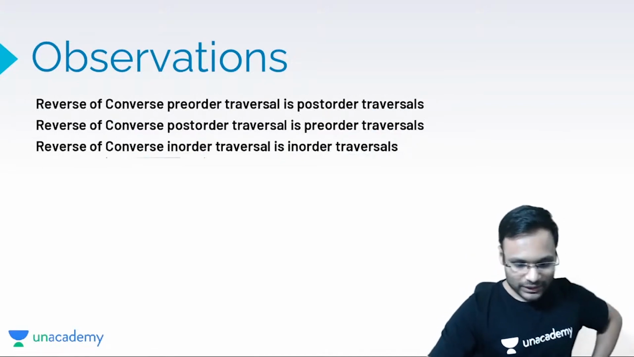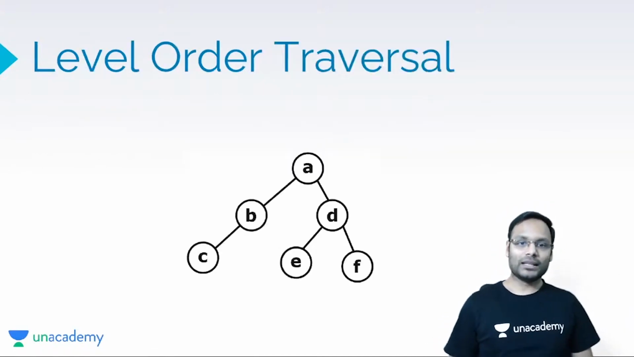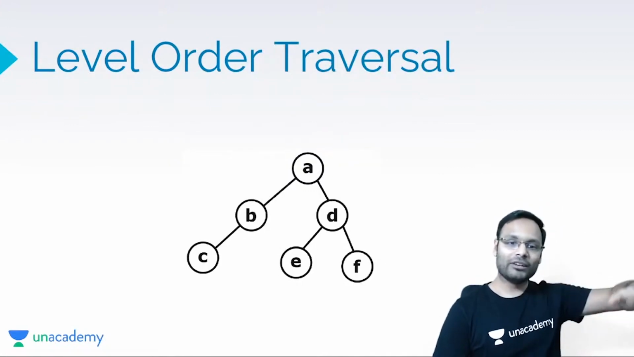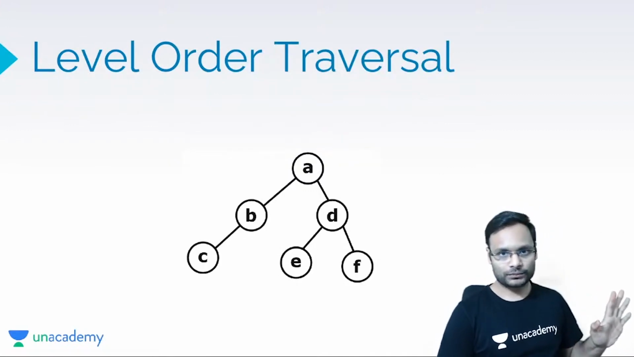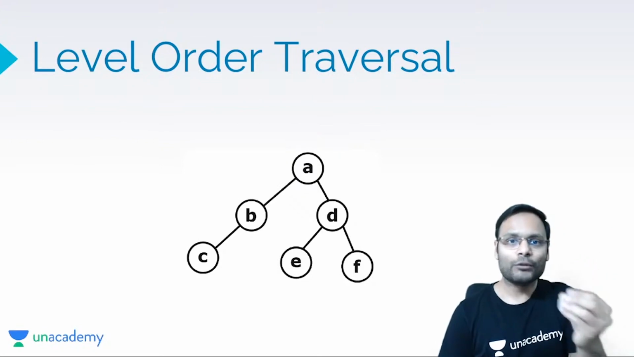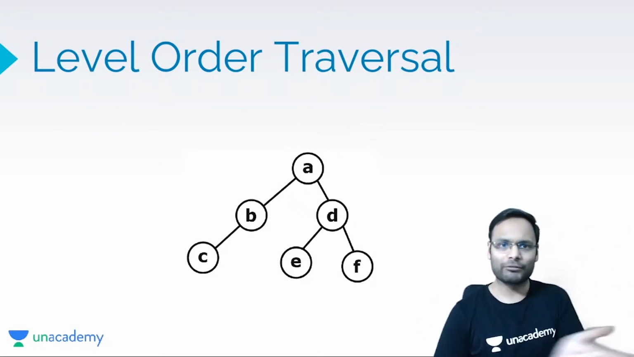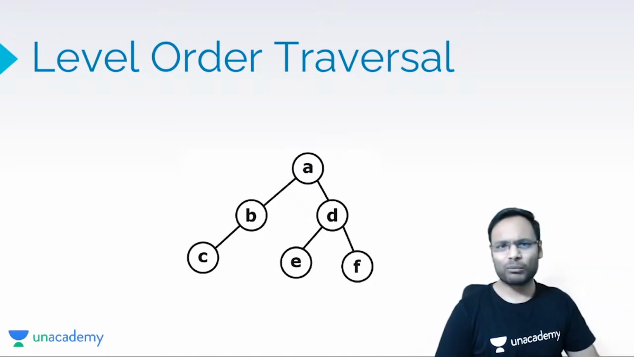Okay, now let's go ahead and see something else: level order traversal. What is level order traversal? Level by level, you need to traverse the nodes. Is there any standard? A few standards are there, like you can traverse from left to right, every level left to right. But you can follow random order also.